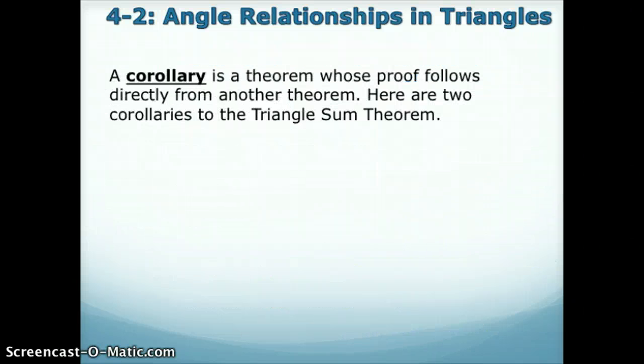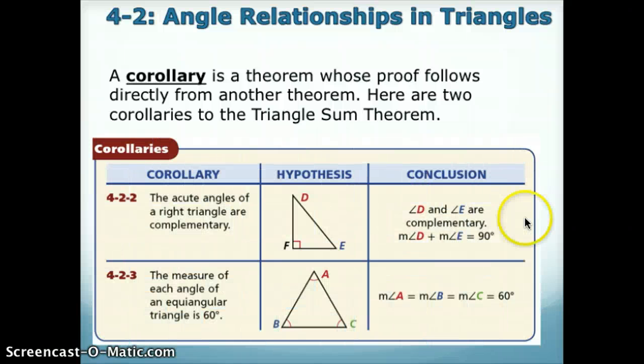Now, along with our postulates and our theorems, we also have what are called corollaries, which is a theorem whose proof follows directly from another proof. But they're treated all the same, just as statements that we are going to use to prove things or to find certain information.